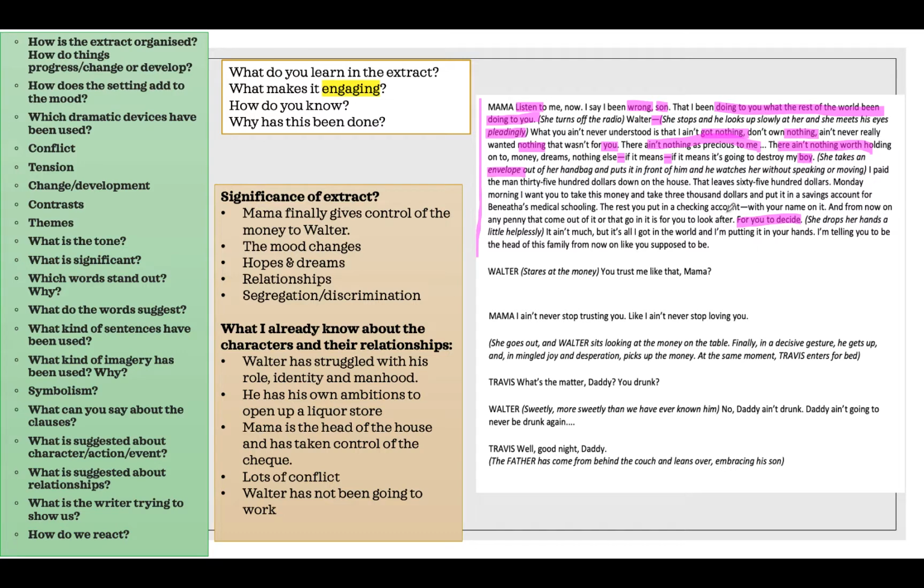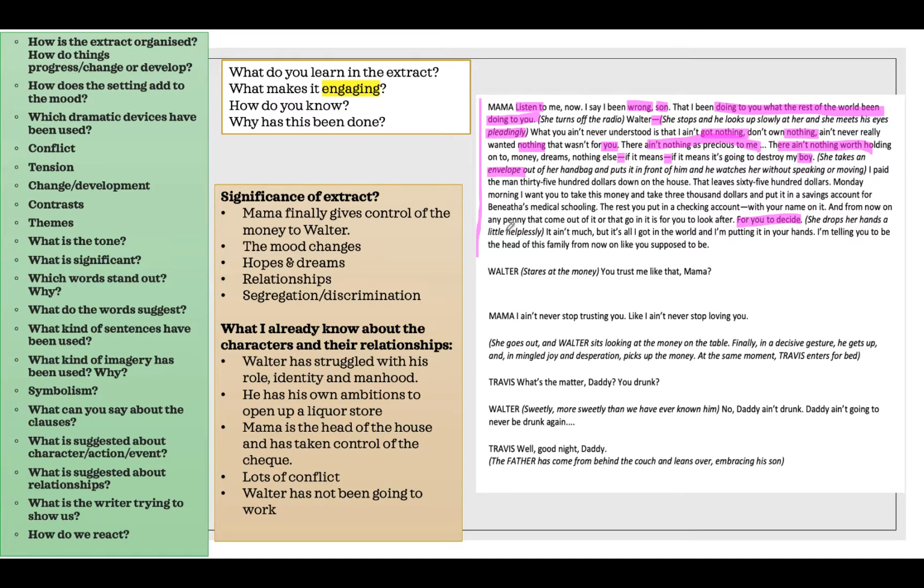If we look at all of the sentences here, they're quite long. There's lots of hesitations. There's lots of dashes. We feel there's a lot of emotion, but this is quite succinct. It's quite straightforward. "It's for you to decide." It's like she's made a decision, but the fact that it's a short sentence also shows how significant this decision is, not just for her, but for Walter.